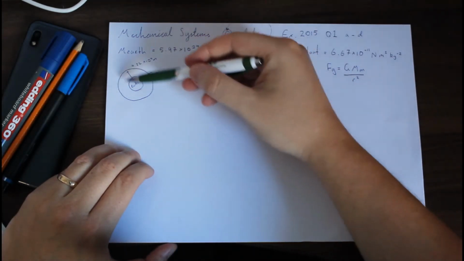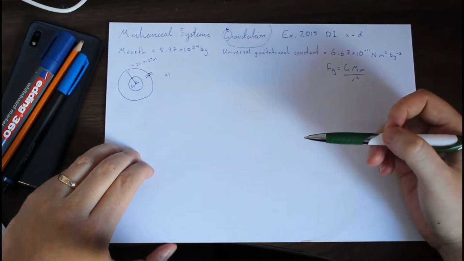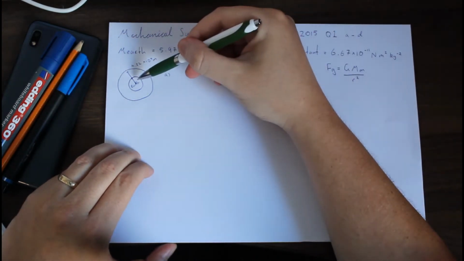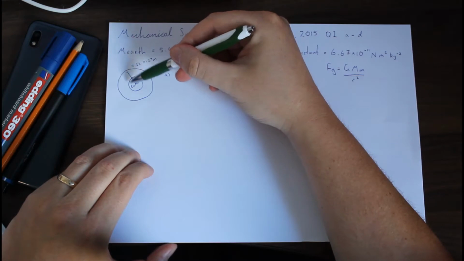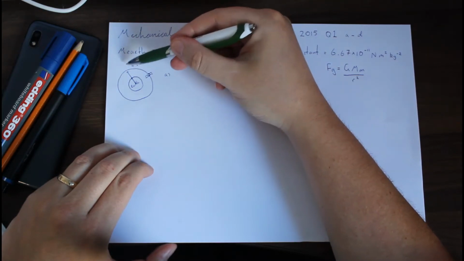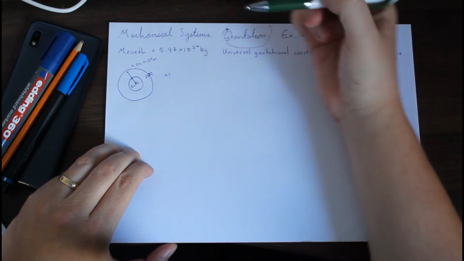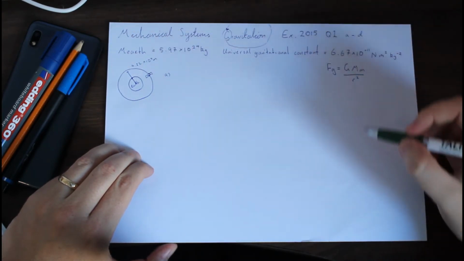This is one thing to look out for, because quite often they'll give you the radius of the Earth and then the distance from the Earth's surface to its orbit. And remembering that when you're dealing with gravitation, you're dealing from center of mass, you need to think about what is that distance from the orbit to the center of the mass.